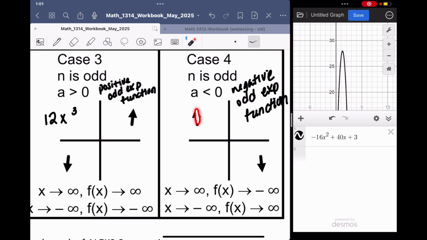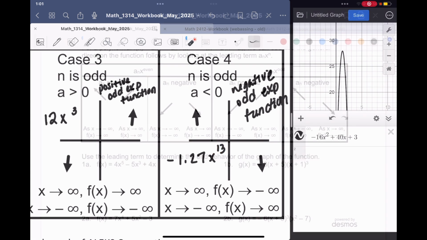In case 4, where it's up on the left and down on the right, a negative odd exponent function. So again, odd numbers, right? Not even. An example of something like that would be negative 1.27x to the 13th. The leading coefficient is negative and the power is odd.